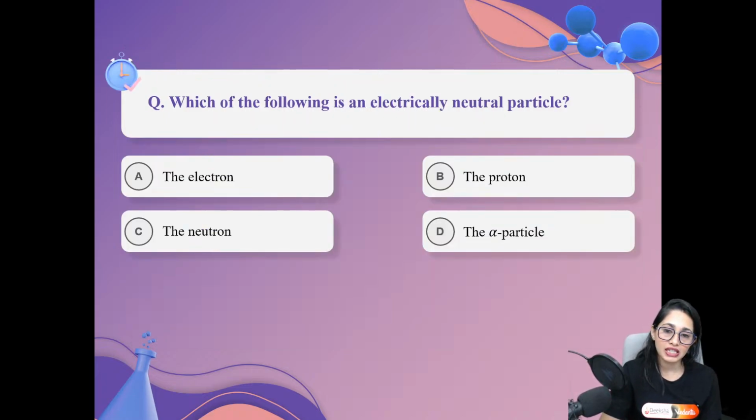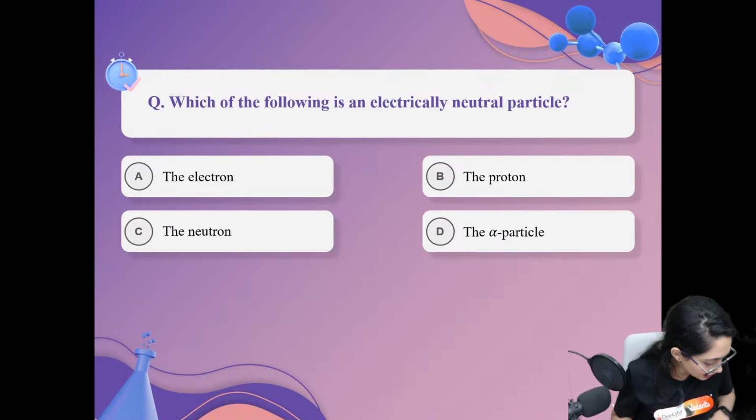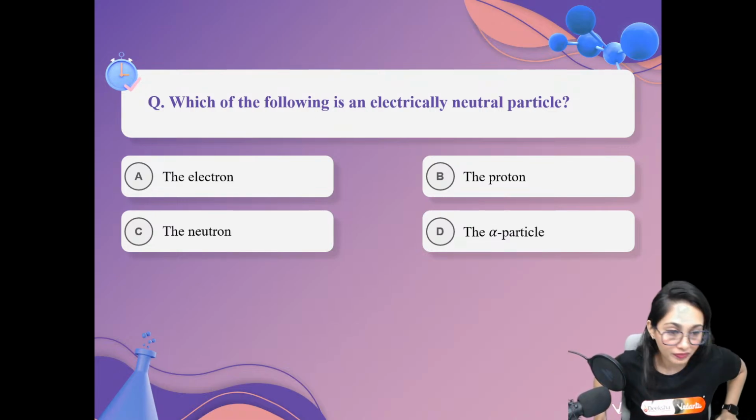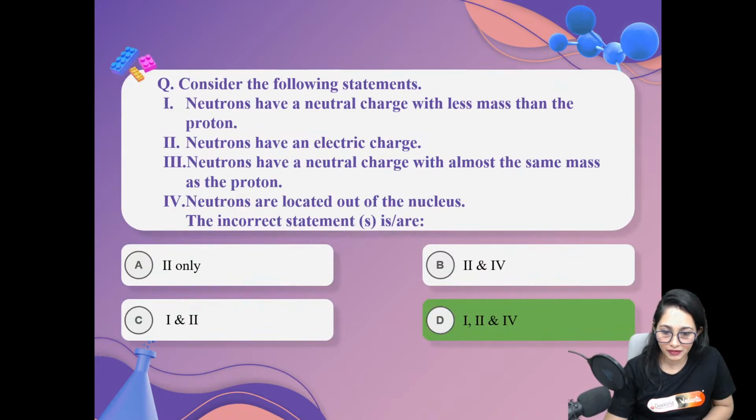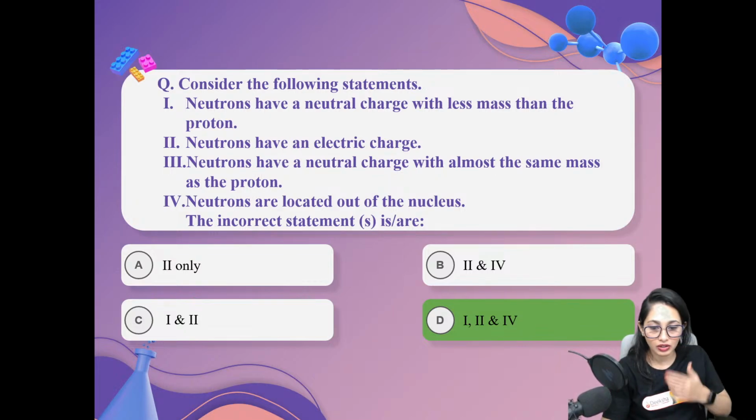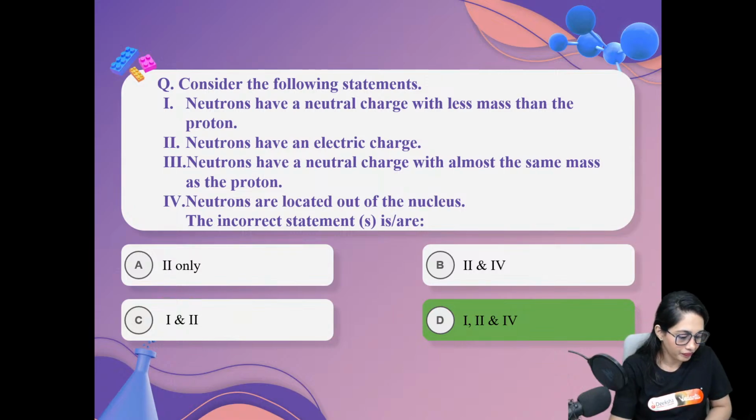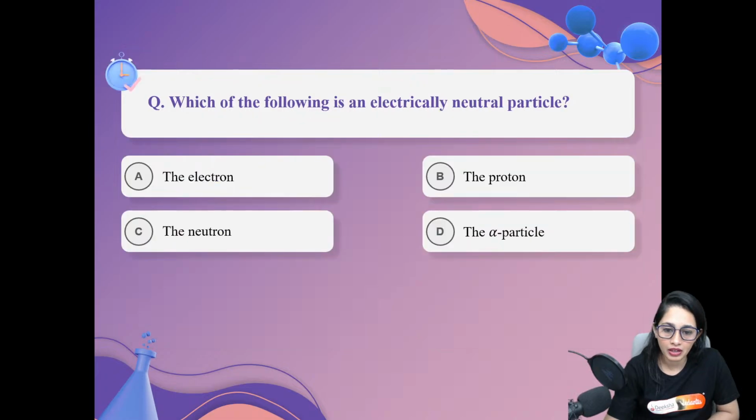Next, which of the following is an electrically neutral particle? Electron, proton, neutron, alpha particles. Which is the right answer? Vignesh says option B. For the previous one? No, it is option D. It's not B, it's option D. The first one is also wrong. For this one, electrically neutral particles, which are those?